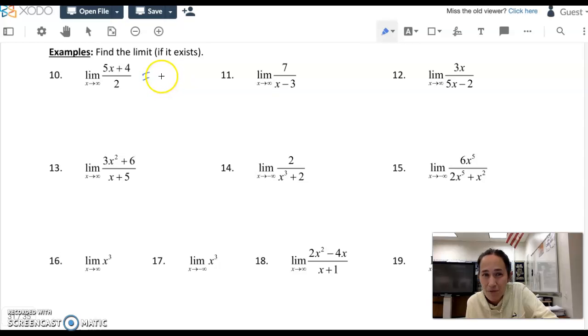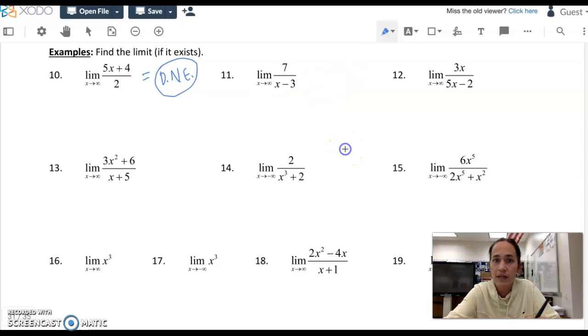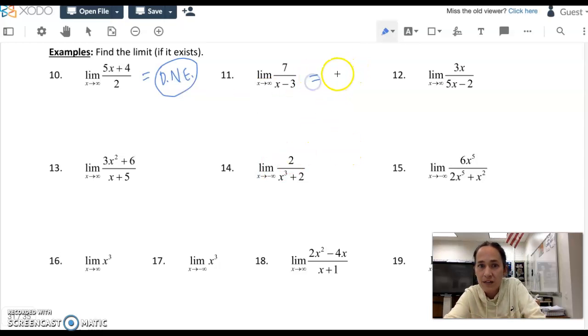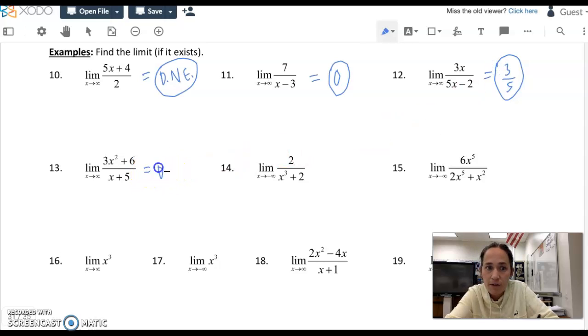I'm thinking top heavy, so none, DNE. I'm thinking bottom heavy for this one, and it's an infinite limit. So bottom heavy, we'll say 0 always. And how about balanced? Leading coefficients, 3/5, and maybe another top heavy.